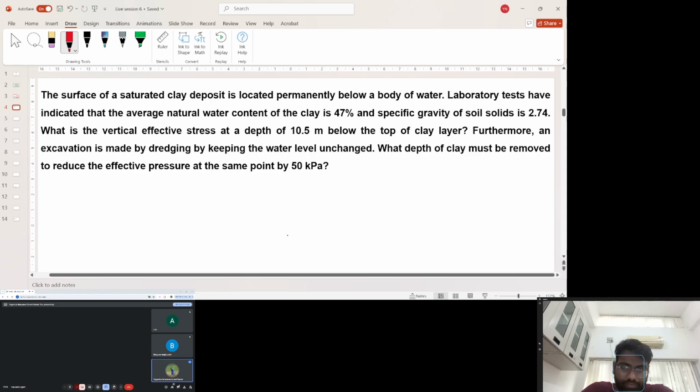Furthermore, an excavation is made by dredging and by keeping the water level unchanged. What depth of clay must be removed to reduce the effective stress at the same point by 50 kilopascal? So let us solve this question one by one. First, let us list down the parameters known.